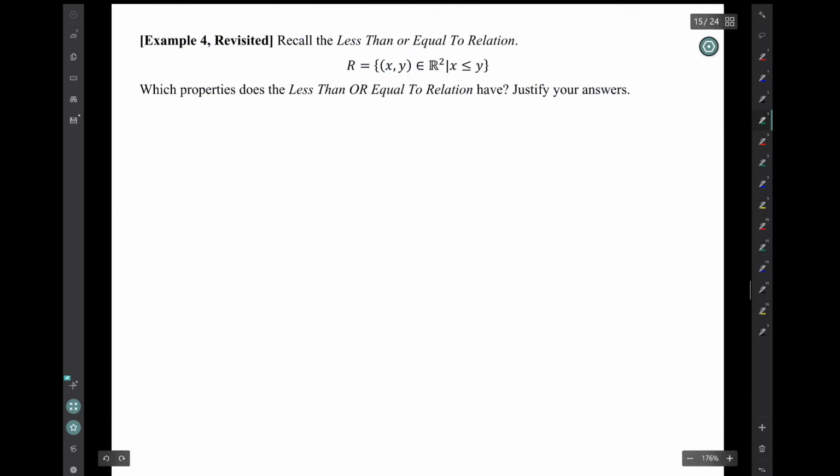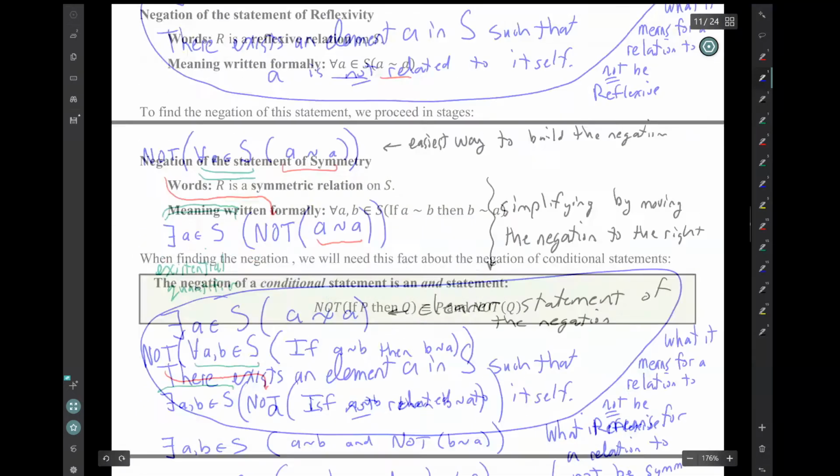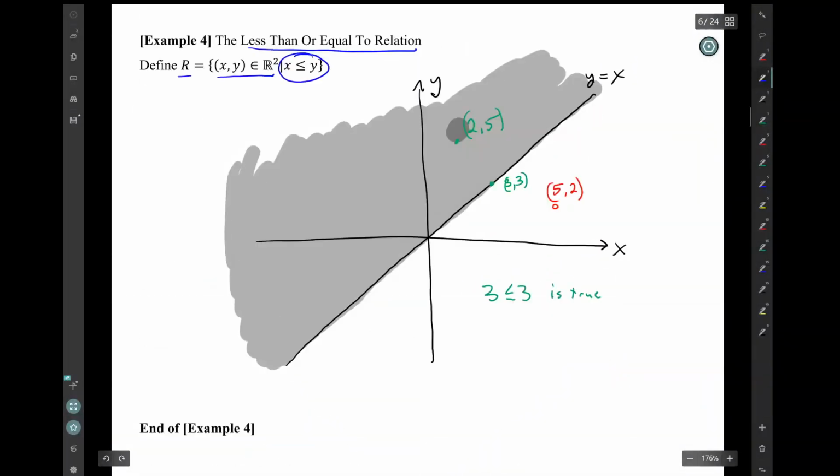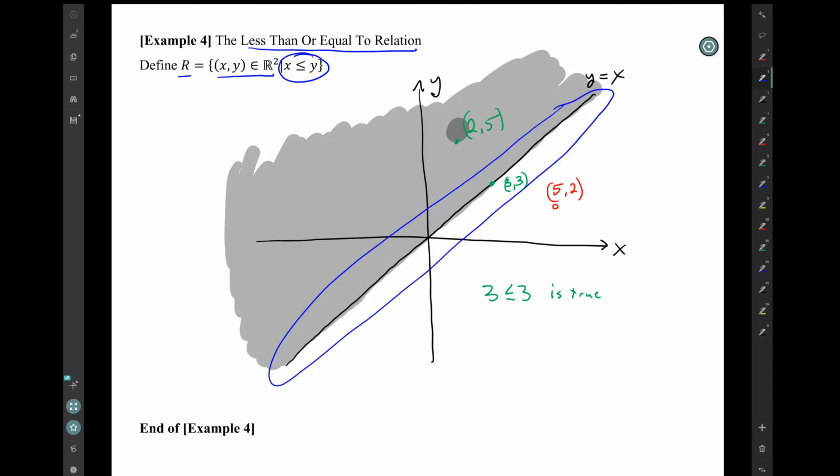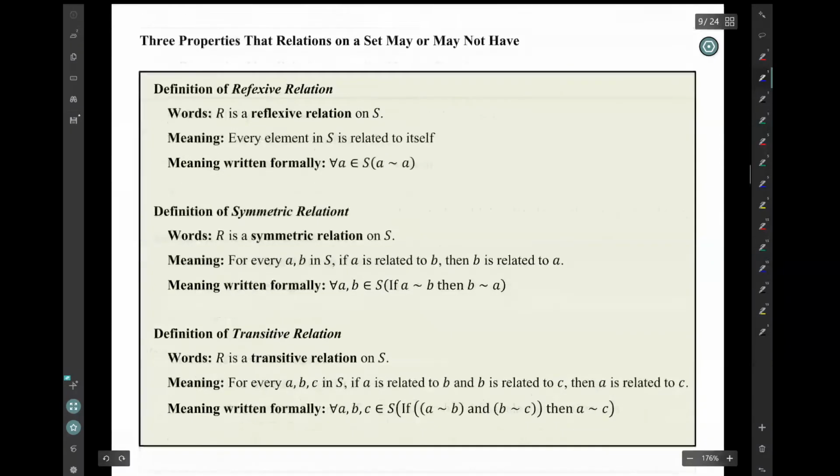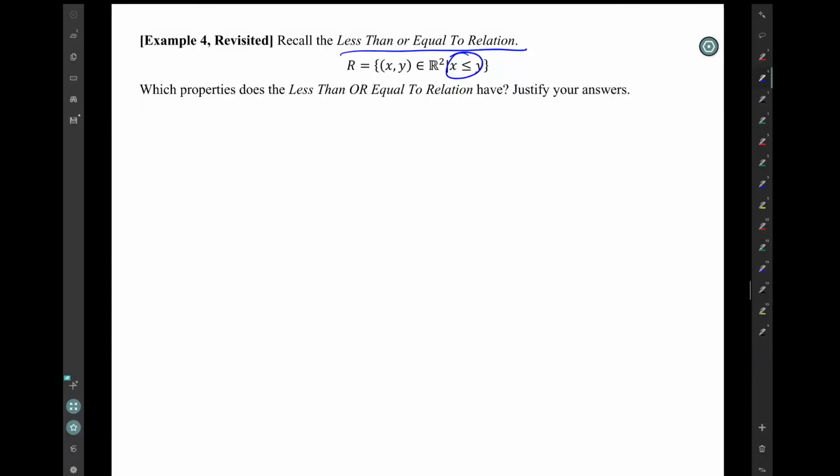Let's go on. Example 4. Let's revisit the less than or equal to relation. X is less than or equal to y. Is this reflexive? Is this symmetric? Is this transitive? Well, let's go back up and look at the graph. There's the graph of the less than or equal to relation. Notice the significant feature of this graph compared to the less than relation graph is that the diagonal is part of this graph. So in other words, this relation is reflexive.